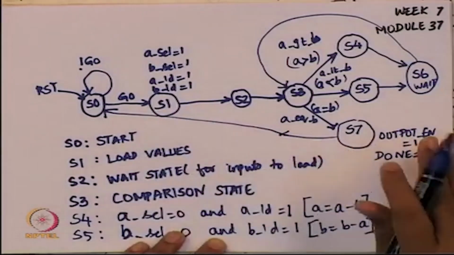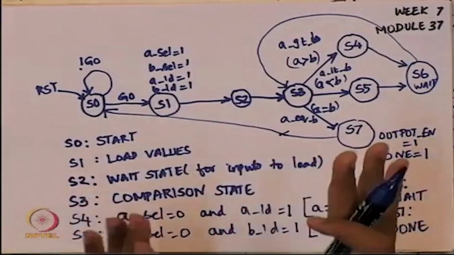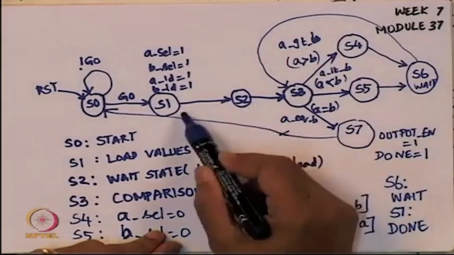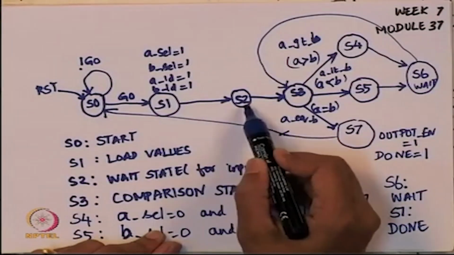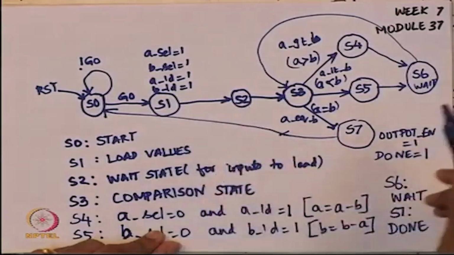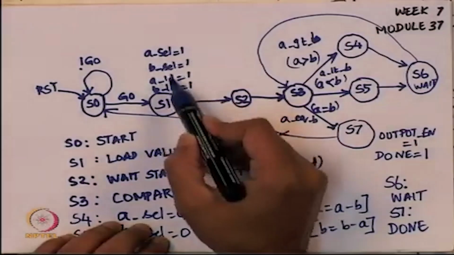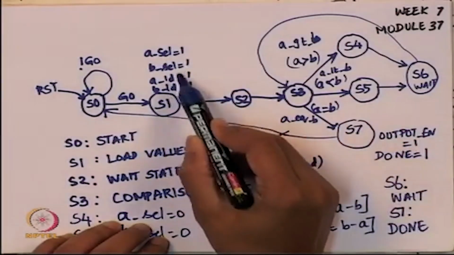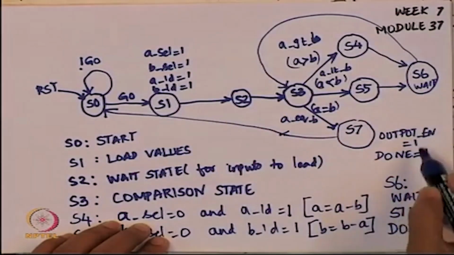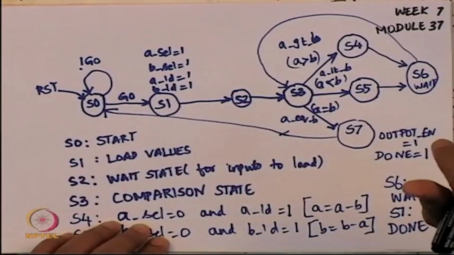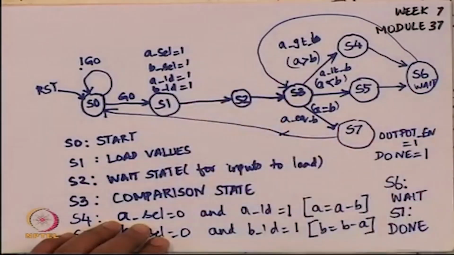So I have not drawn this as input slash output, and in fact in many places I have not even drawn what combination is supposed to take you from one place to the other. In many places they are only implicit. What we are going to assume is that by default all the outputs are 0, so A select, B select, A load, B load, output enable, done, we will assume that by default all of them are 0, only when they become 1 I have indicated them.